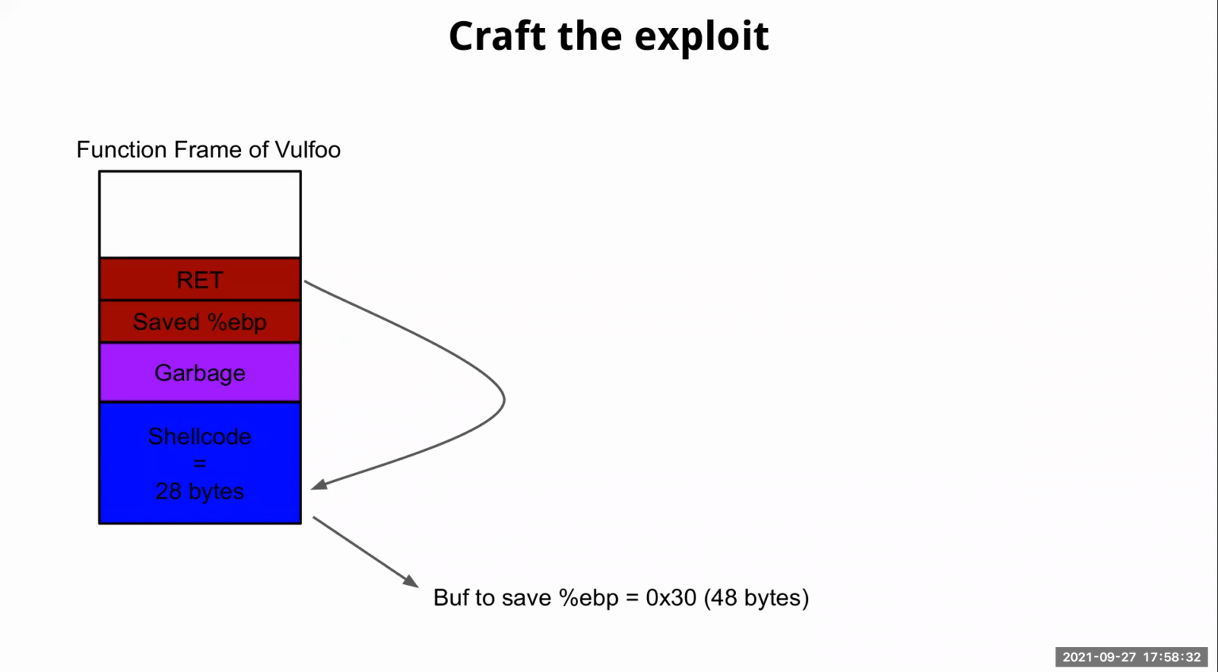Okay, so the first time we do this, we're going to put that 28 bytes of shellcode at the beginning of the buffer. Then we know the whole thing is 48 bytes, right? So there will be 20 bytes we don't really care about, garbage. Then the saved EBP, we don't care about. The return address we will get here. So we need to debug to get that.